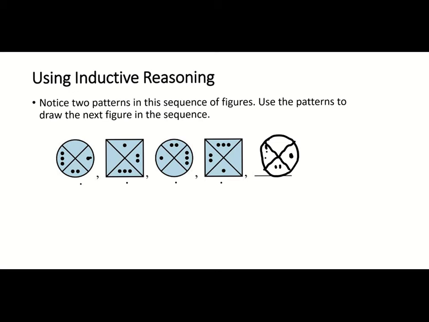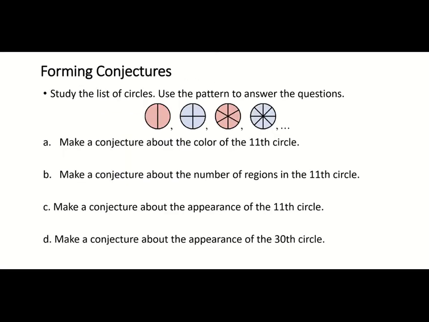We'll have our 3 dots here. Okay, so that is what our next pattern will look like. Okay, so here we are going to do the same thing. We're going to look at our information and form conjectures or hypotheses. So we're going to look at the circles, study the pattern, and answer the questions.